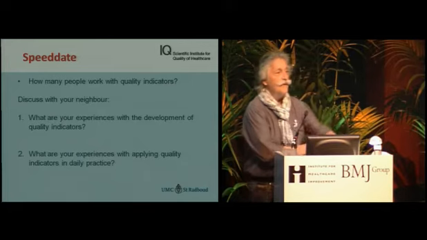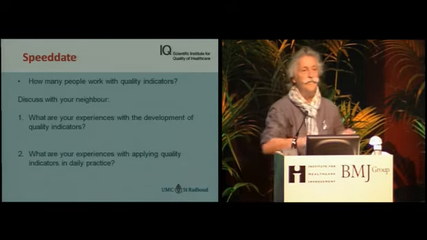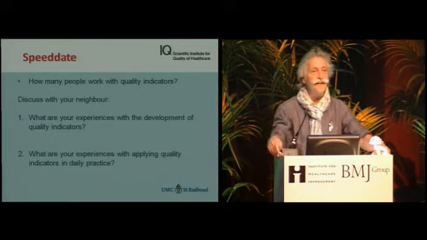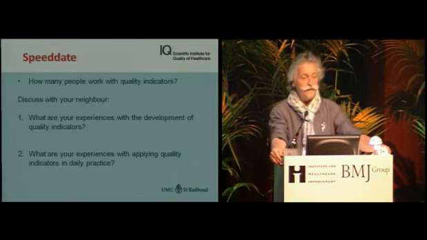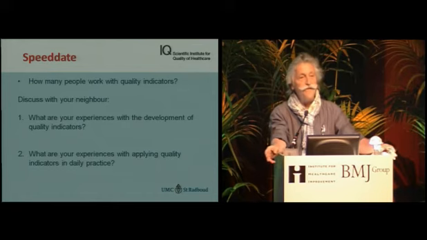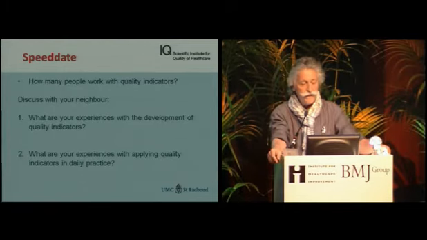The first thing with speed dating is that you find somebody next to you to discuss two questions with. First, tell him or her a little bit about your experiences in the development process of quality indicators. And do you really use them in daily practice? Do you use them in constructing an effective improvement program? And how do you deal with that?